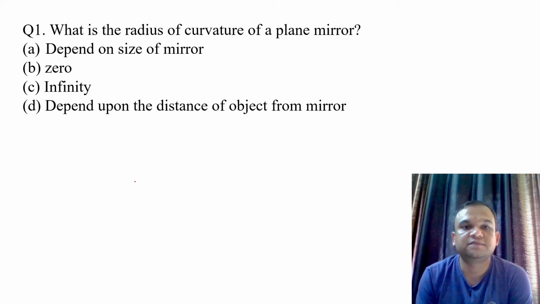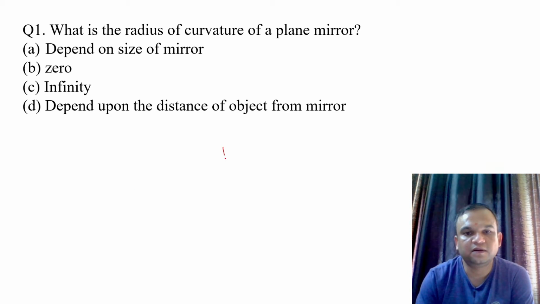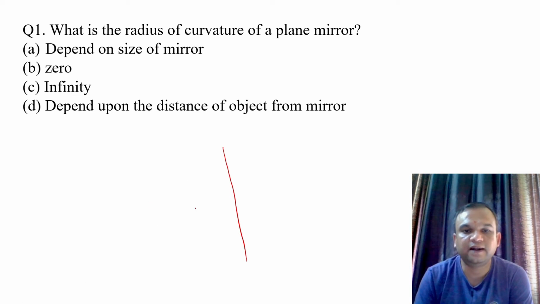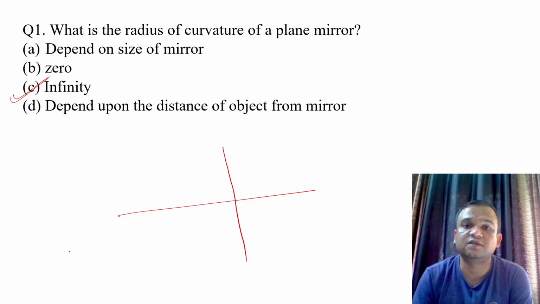The first question says, what is the radius of curvature of a plane mirror? A plane mirror does not have any point of curvature. So we will find that the radius of curvature will not be a point of question here, and that is why it will lie at infinity, and option C will be the correct answer for this question.